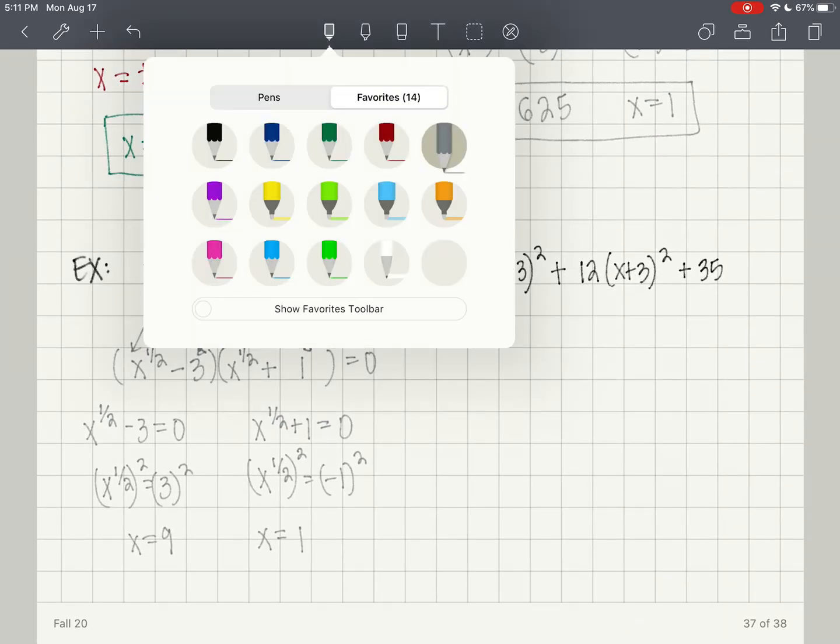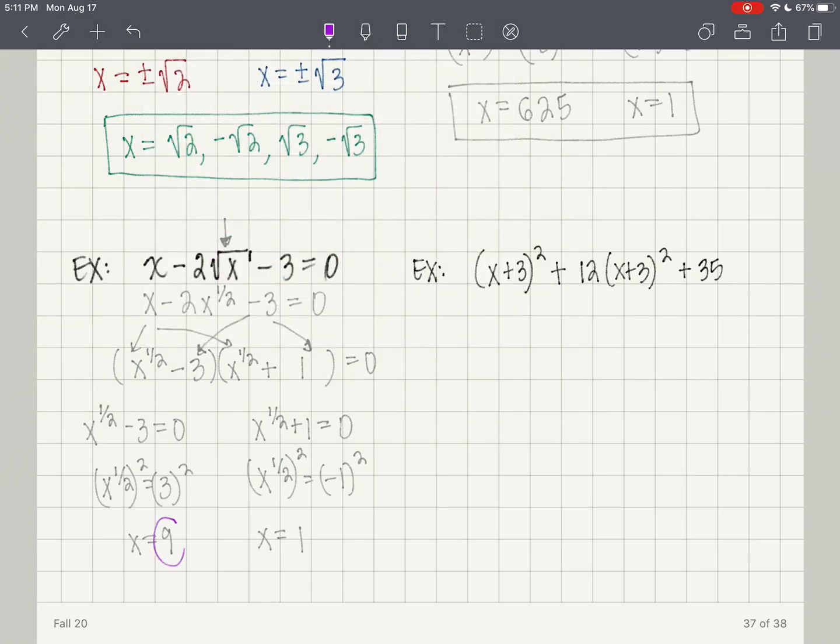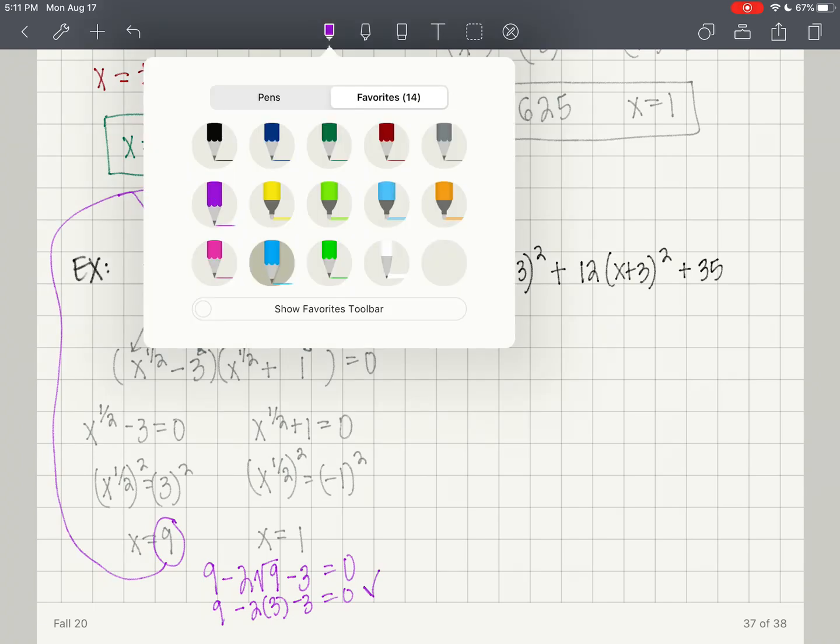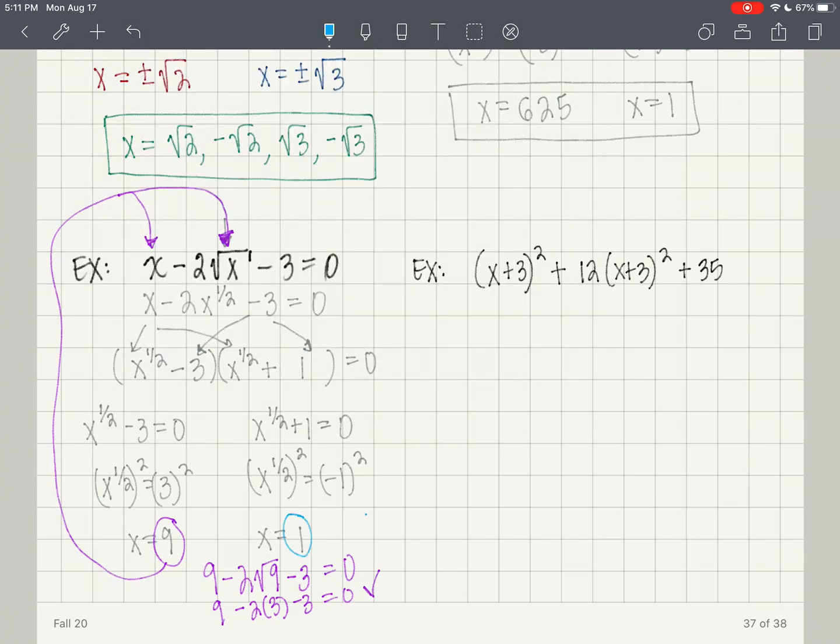So when I put this back in, and here, I get 9 minus 2 times the square root of 9 minus 3 equals 0. So this is 9 minus 2 times 3 minus 3 equals 0. 9 minus 6 is 3. 3 minus 3 is 0. That works.